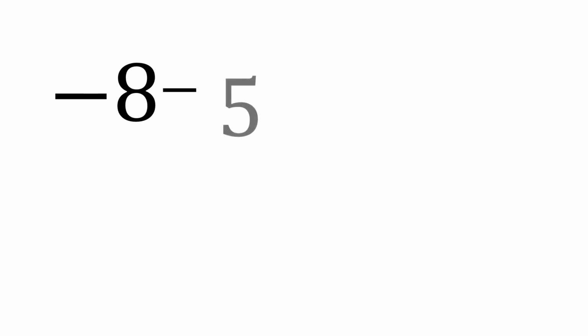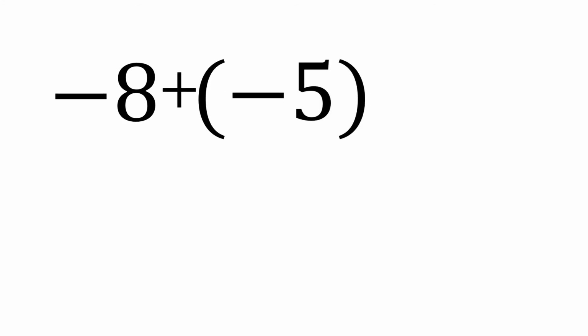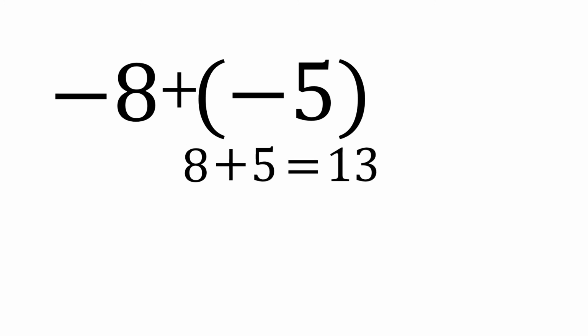Then the third example was negative 8 minus positive 5. So let's keep, change, and change. Then we look at the signs. They are the same. So in adding integers with same signs, we add the numbers. 8 plus 5 is 13. So the result must be 13. But remember, we follow their common sign. So the sign is negative, so this must be negative 13.